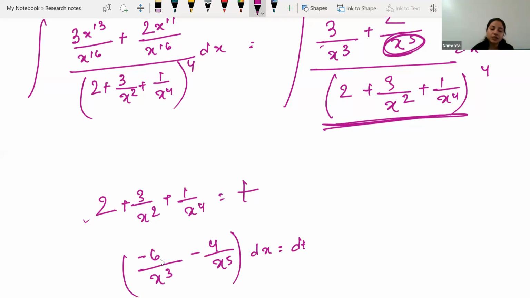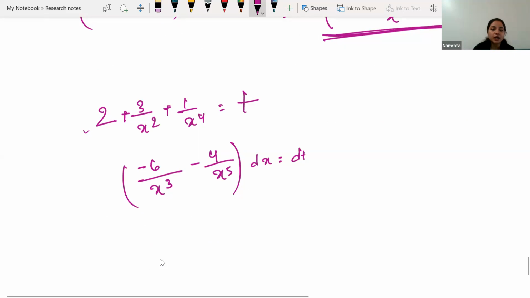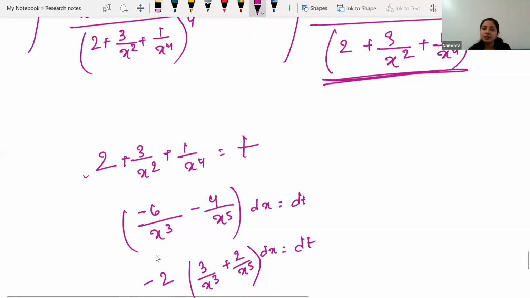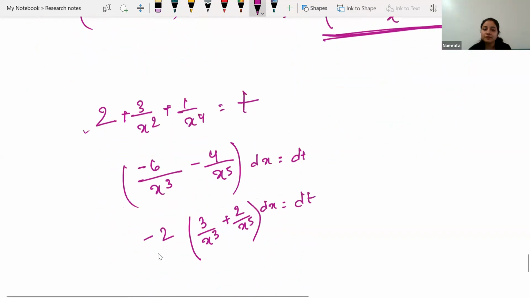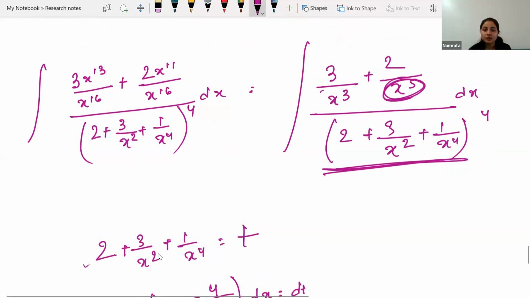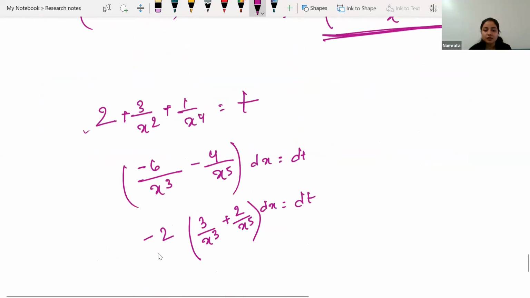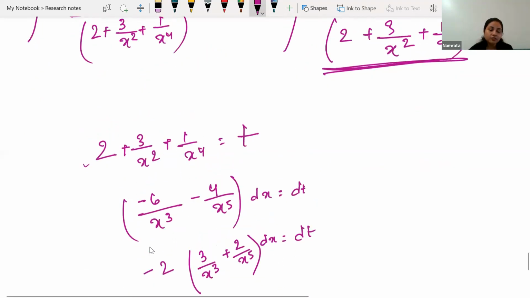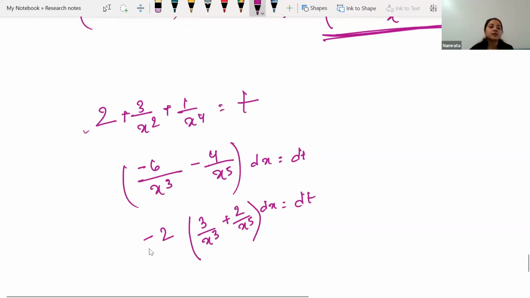Now we can write it as, if we take out minus common, and if we take out 2 common, we will have 3 by x cube plus 2 by x to the power 5, dx equals dt. Can you see exactly the bracket term we have in the numerator? Yes. Obviously, the question will be framed in such a way that it follows a pattern. We just need to understand the pattern.